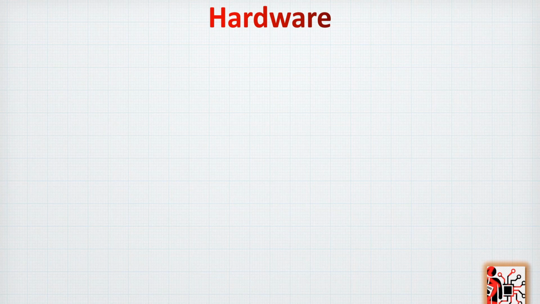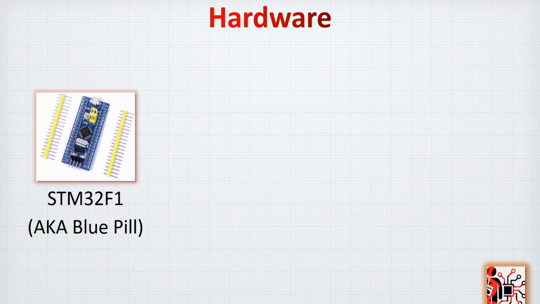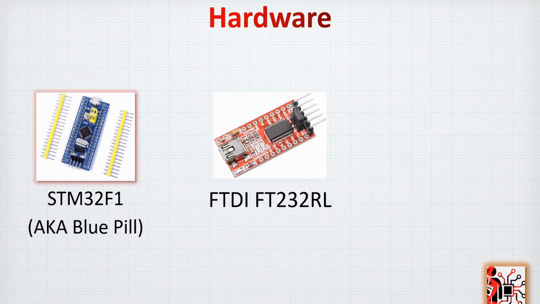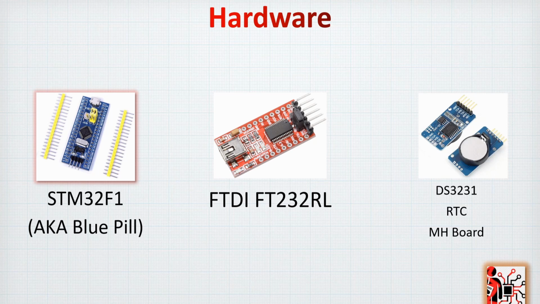So the hardware that we are going to use is, as usual, the Blue Pill for the STM32F1, and we are adding an FTDI FT232, which is a device that we are going to use to make the UART communication between the STM32F1 and the PC. Finally, we are going to use the MH board for having the DS3231 RTC.